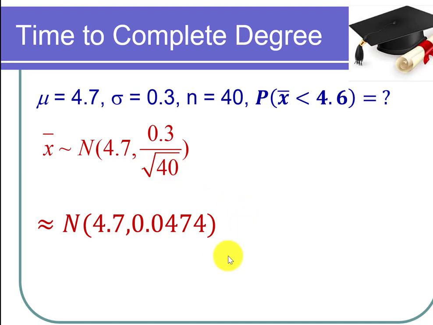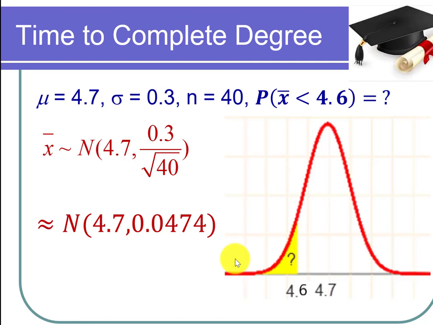So let's look at a picture of all of this. What we're looking at now is a normal distribution, because the central limit theorem says that the sample size is 40, which is greater than 30, so we can say that the distribution is approximately normal. So I can draw my normal curve. The mean is 4.7 for the sampling distribution. And we want to find the probability that x bar is less than 4.6. So I shade in everything to the left of 4.6, and I want that area.